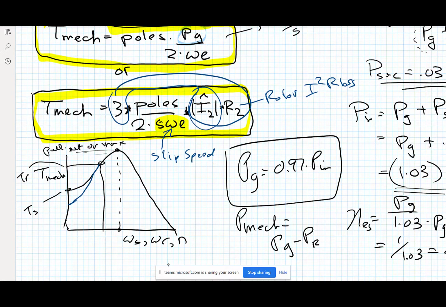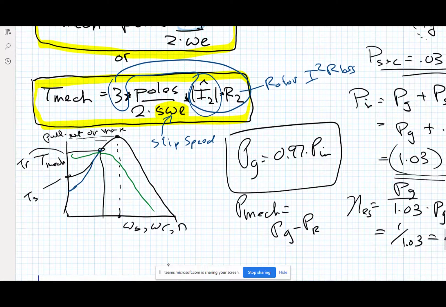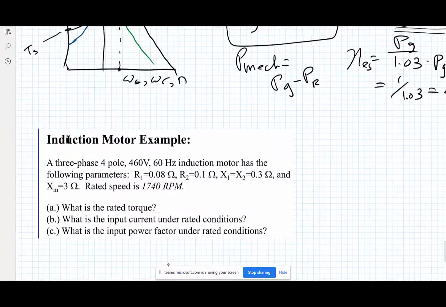And there are different types of machines, often called different class machines. So you might have this, there might be something more like that, or it might be a different curve like that. So they often classify machines by the way the speed-torque curves look.